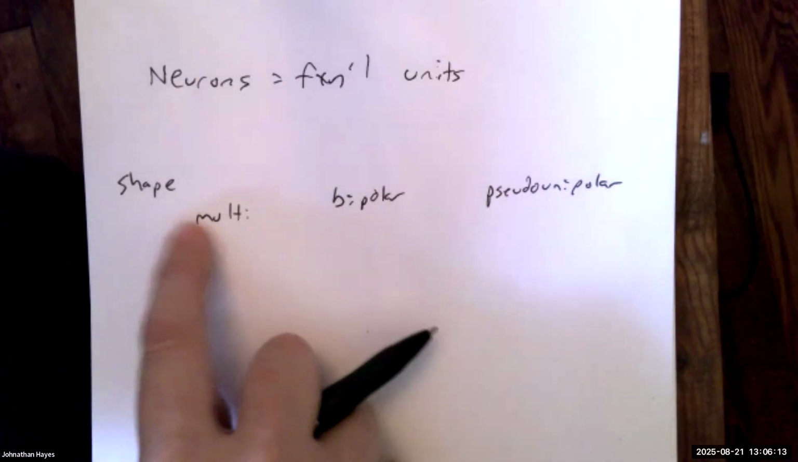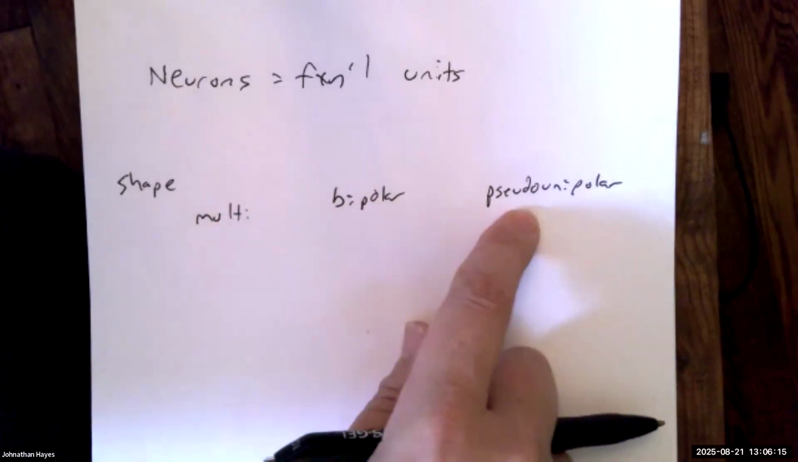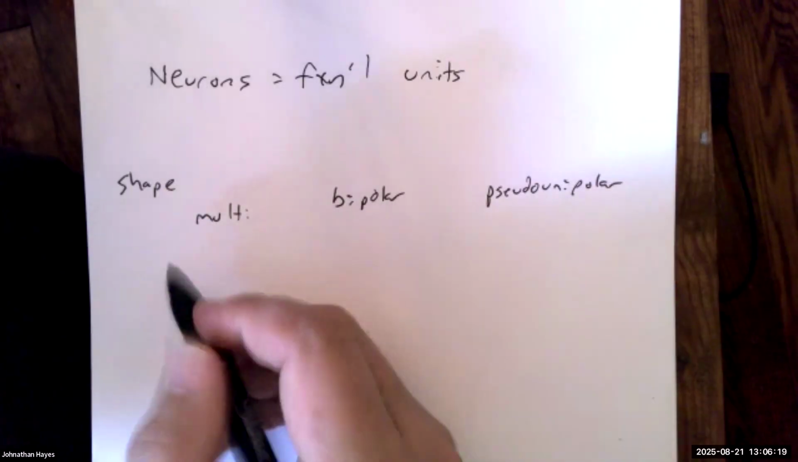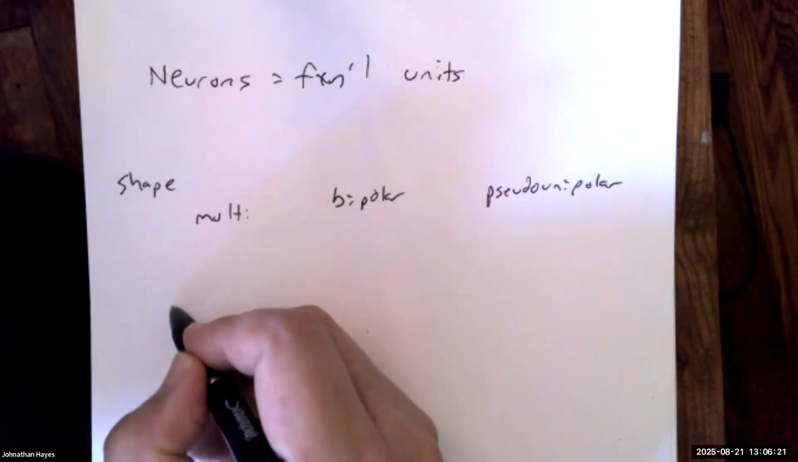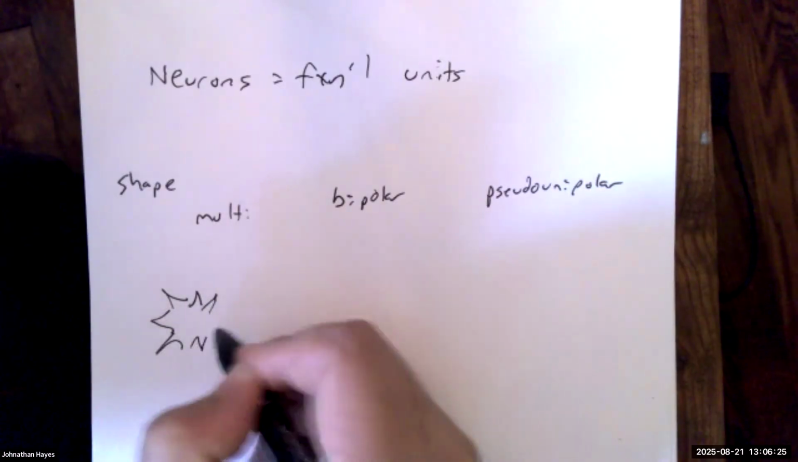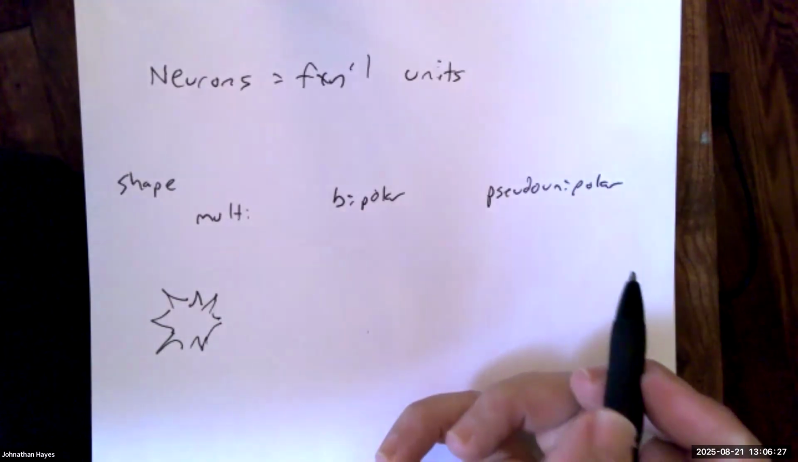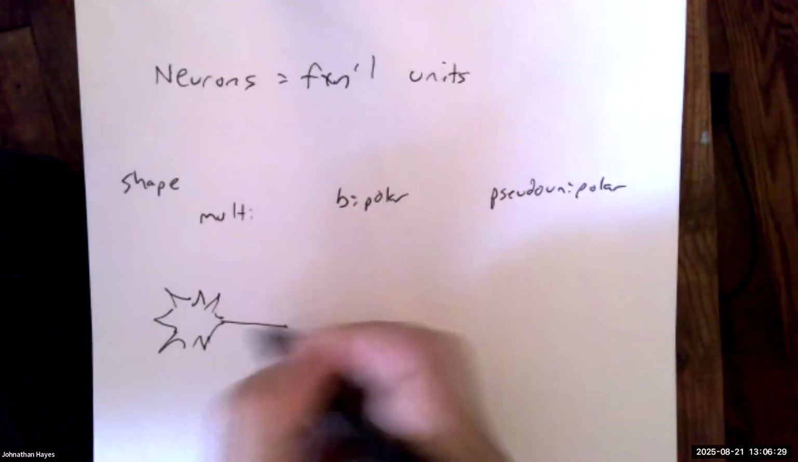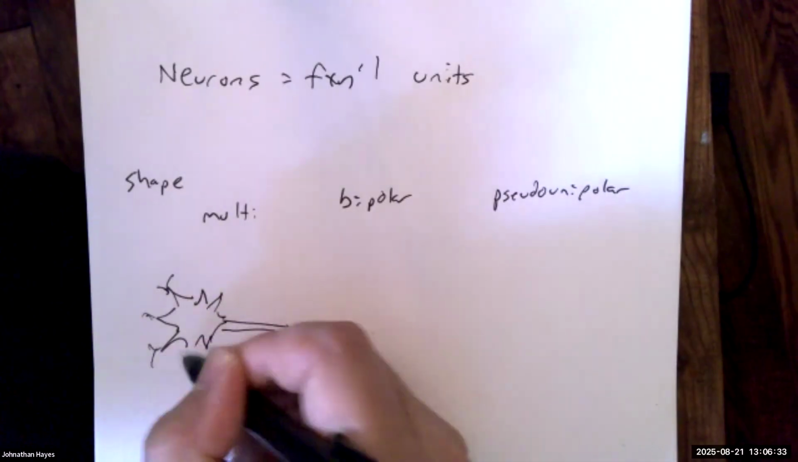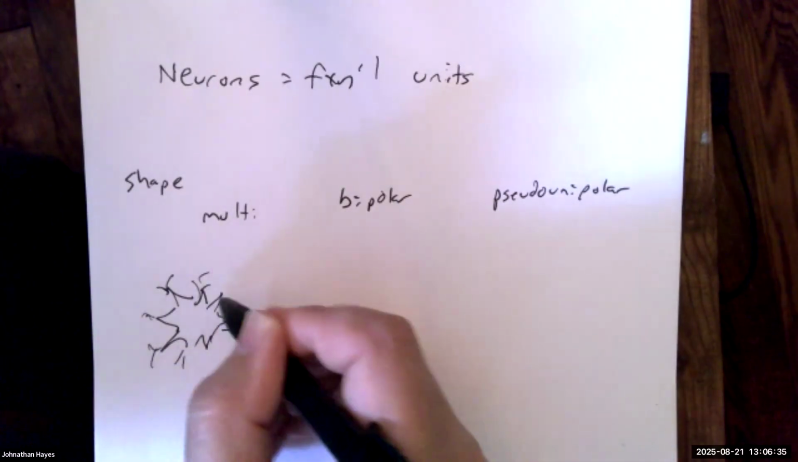But the reason they're called multipolar, bipolar, and pseudo-unipolar is just based off of how they look. So the multipolar neurons are the ones that we end up drawing the most and talking about the most. And a very simple version of that could just look like this, like a little star pattern, where you have these shorter processes coming off, and those end up giving little branches called dendrites.